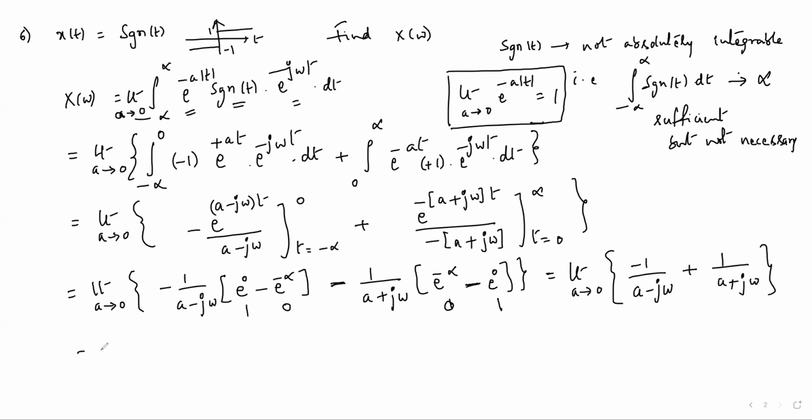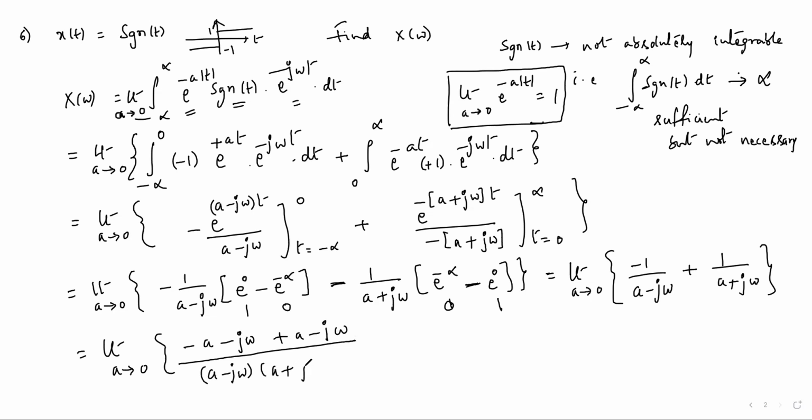Let us cross multiply. Limit a tending to 0. So here it is minus a minus j omega plus a minus j omega, whole divided by the product of these two denominators. Let us further simplify any cancellations. This time a gets cancelled. So limit a tending to 0, in the numerator we get minus 2 j omega divided by, in the denominator, a square plus omega square.